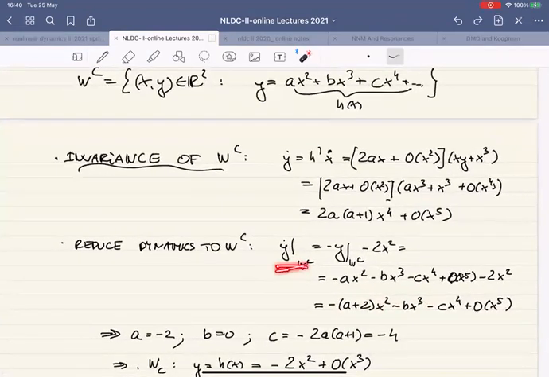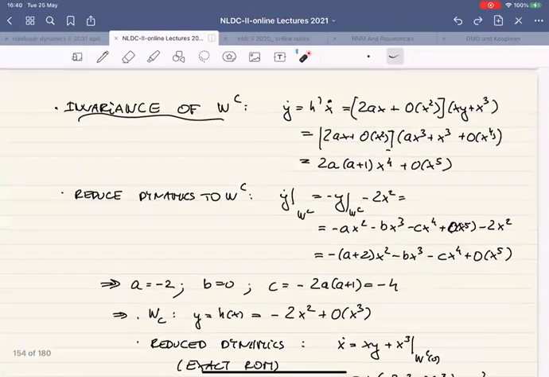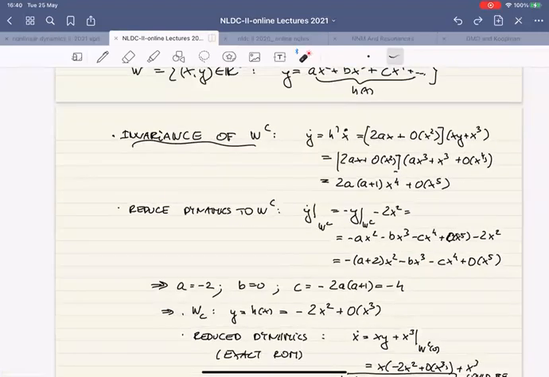So when you equate these two, which you have to, they have to be equal on this manifold, then you immediately get that, hey, this coefficient has to be 0 because there's no such term in the other expression for y dot. There's no quadratic term. So the only way these two can be equal is that this coefficient has to be 0. Likewise, b has to be 0 because there's no cubic term here. So a plus 2 is 0, therefore a is minus 2. And b minus b is 0, therefore b is 0.